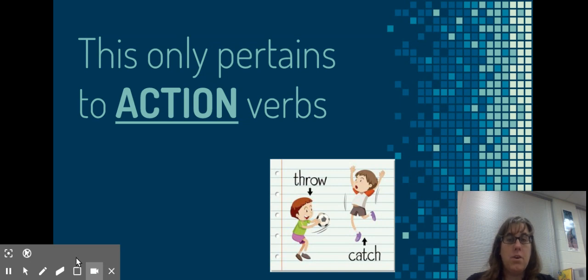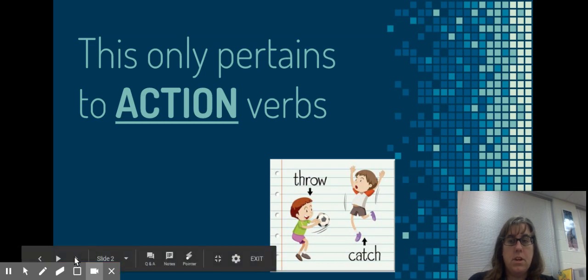All right, so active and passive only pertains to action verbs. So if you see is or was, like she is nice or he was mean, skip it. It only goes with action verbs, okay? So that's super important to understand and to remember.